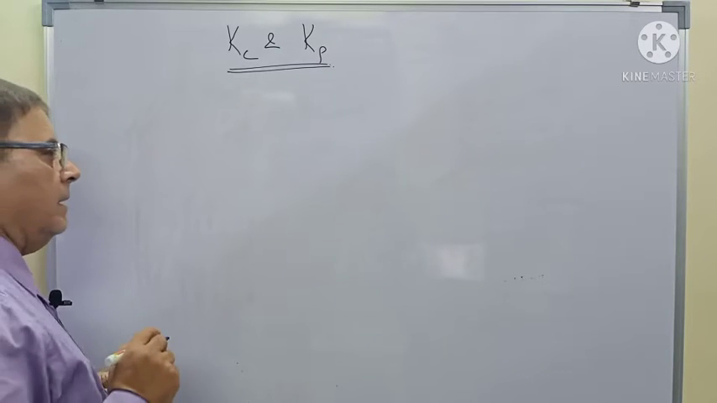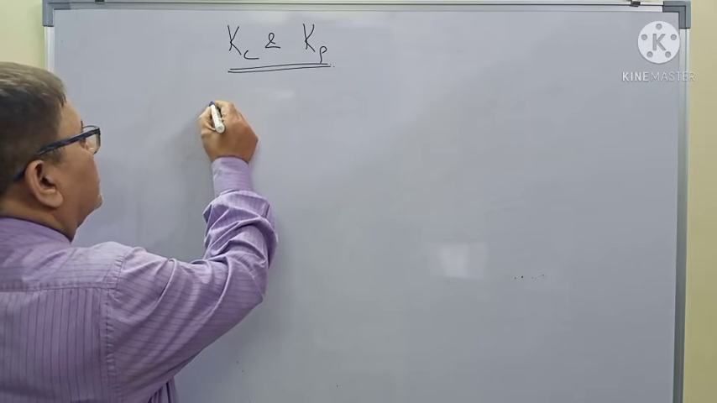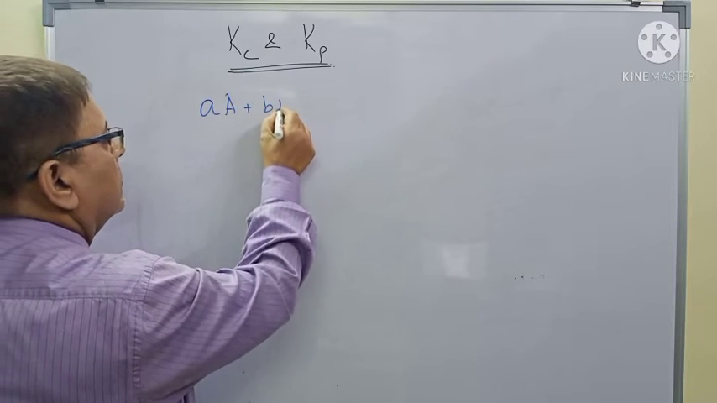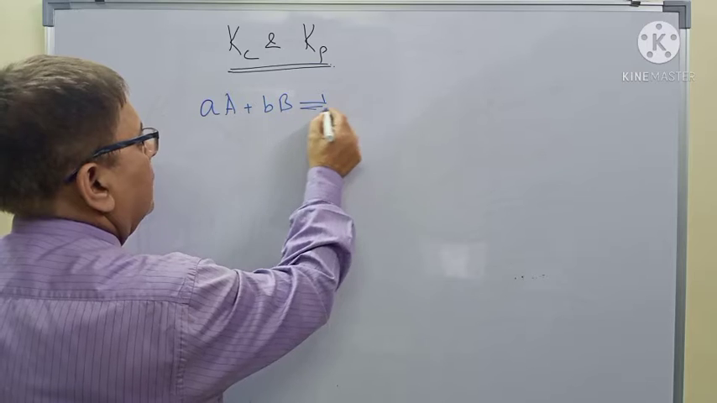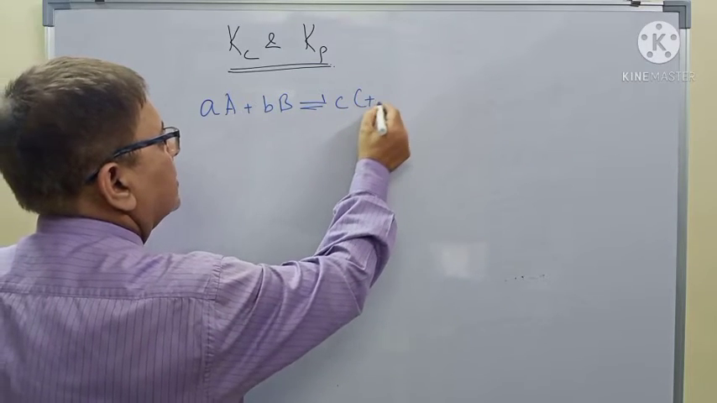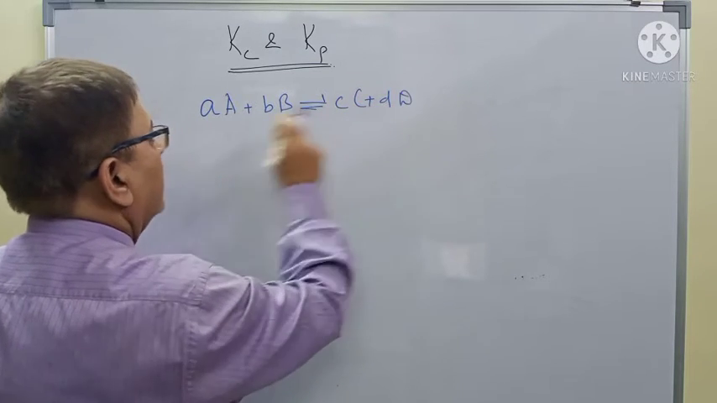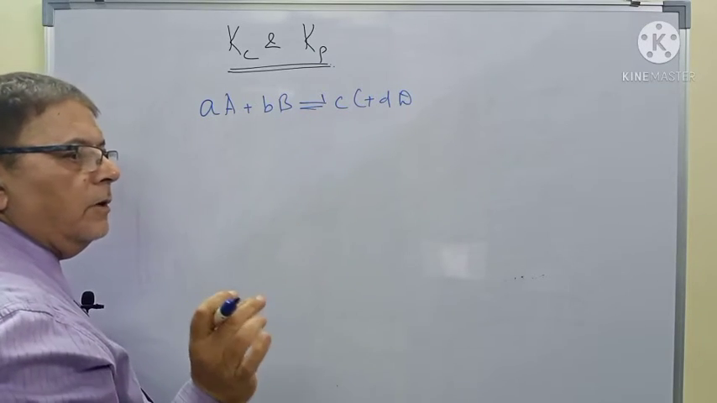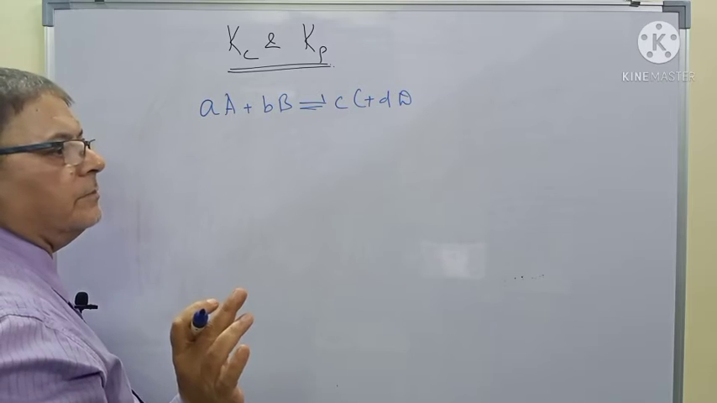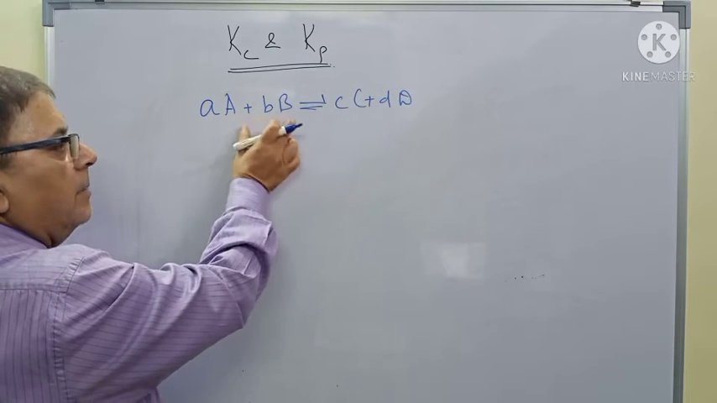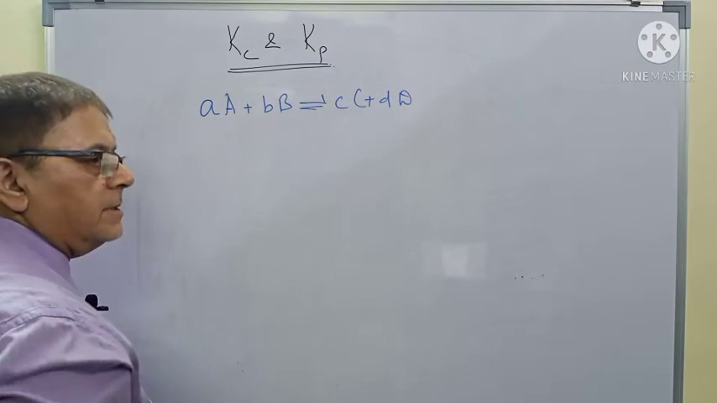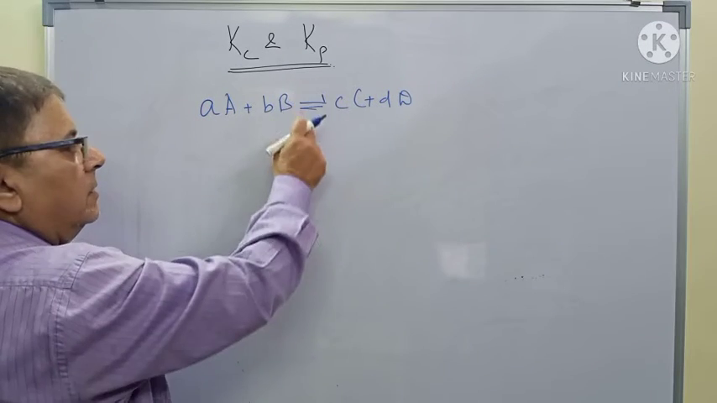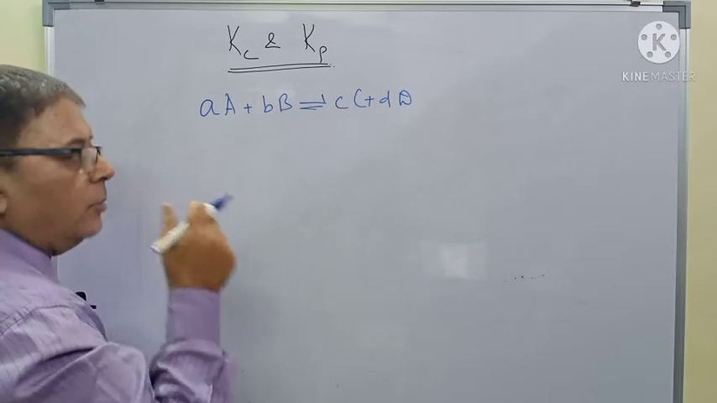Now look here. Let us consider a gaseous chemical reaction aA plus bB giving cC plus dD. The small a, small b, small c and small d are the number of moles of the reactants and the products. Capital A and capital B are the reactants and capital C and capital D are the products. It is reversible, so you will have to put that double arrow.